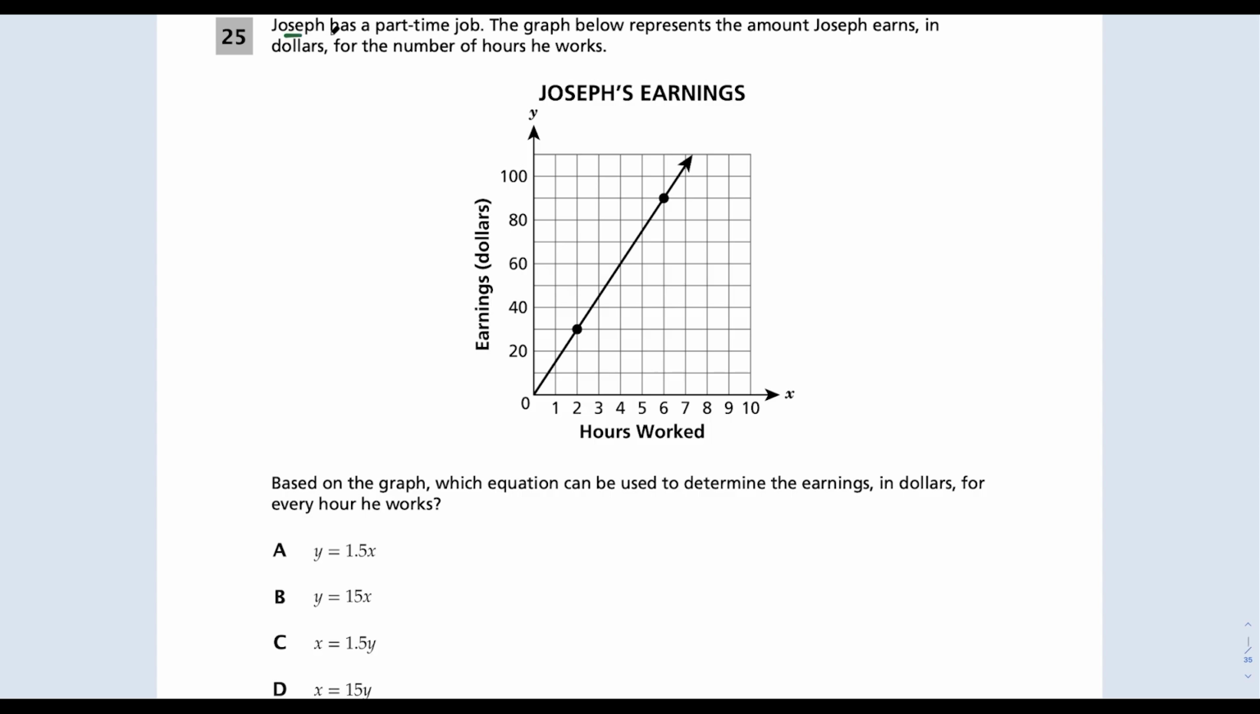Question 25, Joseph has a part-time job and the graph below shows the amount he earns in dollars for the number of hours that he works. Based on the graph, which equation can be used to determine the earnings in dollars for every hour he works? What I noticed right away is that this is a linear graph. These points form a straight line and we're starting at the origin here. So this would be a direct proportion.